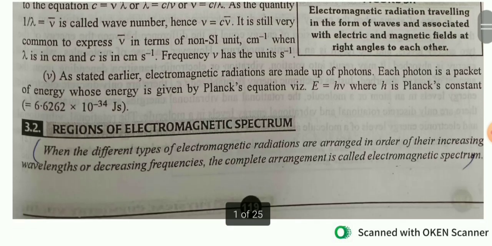Fifth, as stated earlier, electromagnetic radiation are made up of photons. Each photon is a packet of energy whose energy is given by Planck's equation, E is equal to h nu, where h is Planck's constant, which is 6.6262 into 10 raised to power minus 34 joule second.